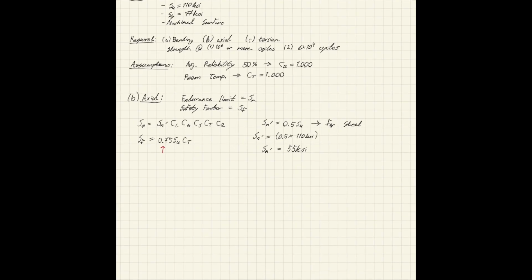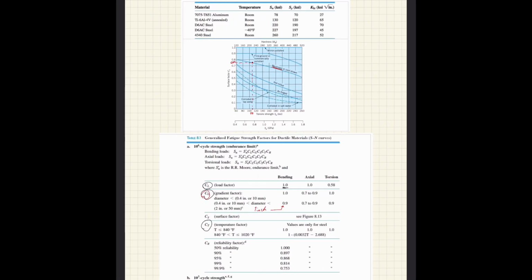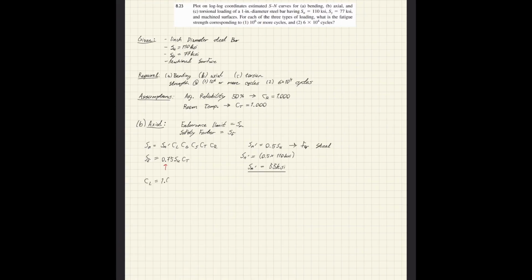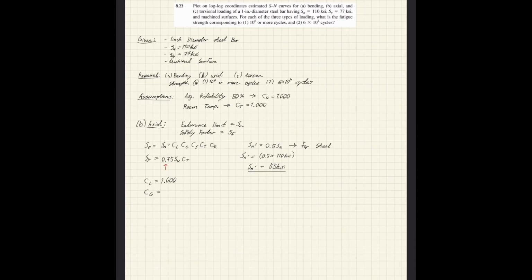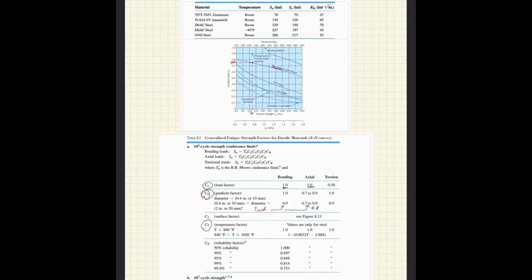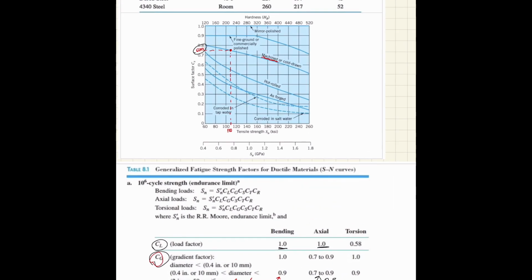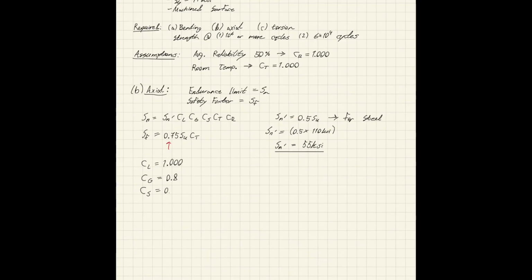And as soon as that reaches that point, we draw the line across. So next, we'll look at axial loads. For axial loads, SF is equal to 0.75 SU times CT, and our SN prime stays the same. Our CL is equal to 1 in this instance. For CG, we look over, and we're going to take an average, which is 0.8, also known as conservative. Our CS, again, is 0.75. Our CT is 1, and our CR will be 1 again.